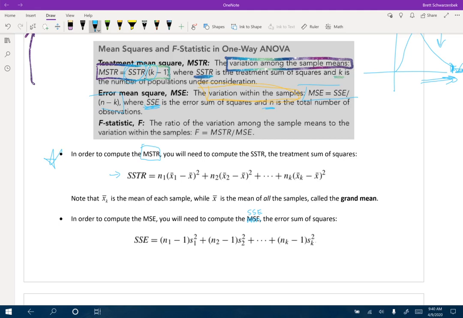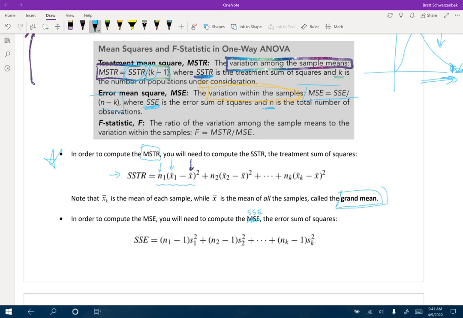So what are the values here? You have the sample size taken from the first population. You have the sample mean of the first population. And then you have a new value that's just X bar. Now, it doesn't look new, but it actually is. It's called the grand mean.